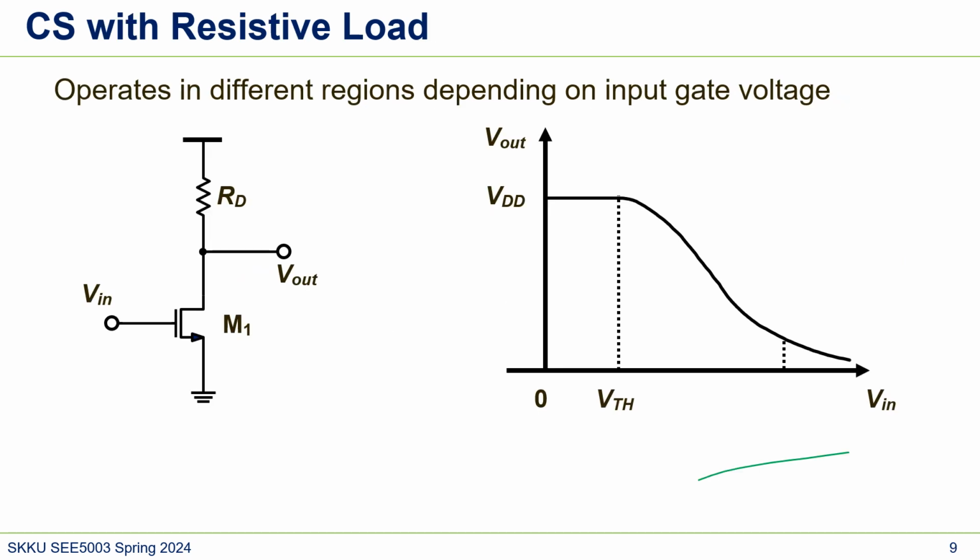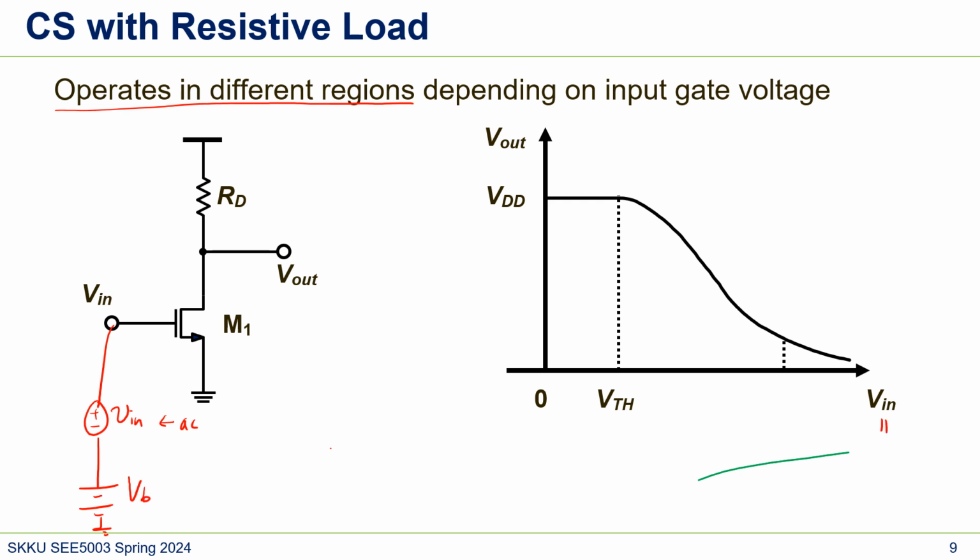Let's focus on the resistive load, RD. You see here RD. Maybe we can also look into the operation regions. So here it operates in different regions. What we did is assume that V in has a small signal input, which is AC, and then we have DC terms. So we'll just say VB.